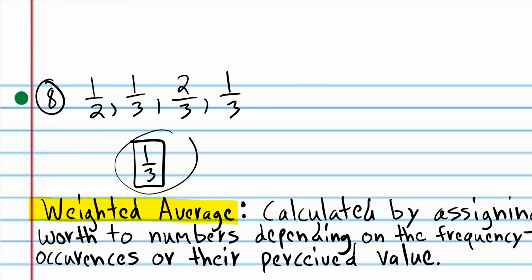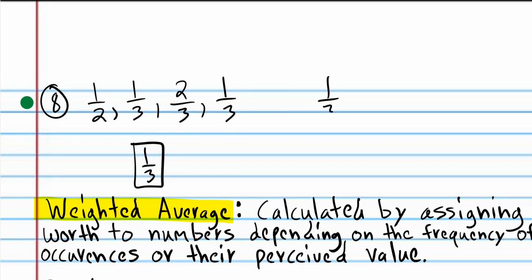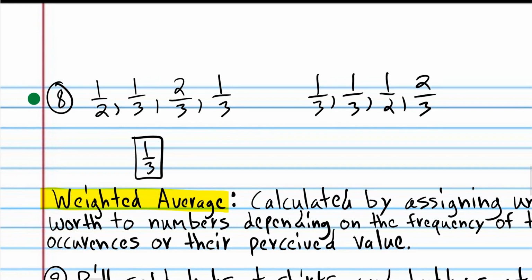So this is an estimate of a typical value in this data set. It's a measure of the center of the data. Now you might say, well, wait a second. If you order these numbers from least to greatest, 1/3 is actually the smallest number in the list. So how can it be a measure of the center of the data? Well, the reason it's a measure of the center of the data is because 1/3 occurs twice, which means that it has more weight. These numbers only occur once each, so they have less weight.